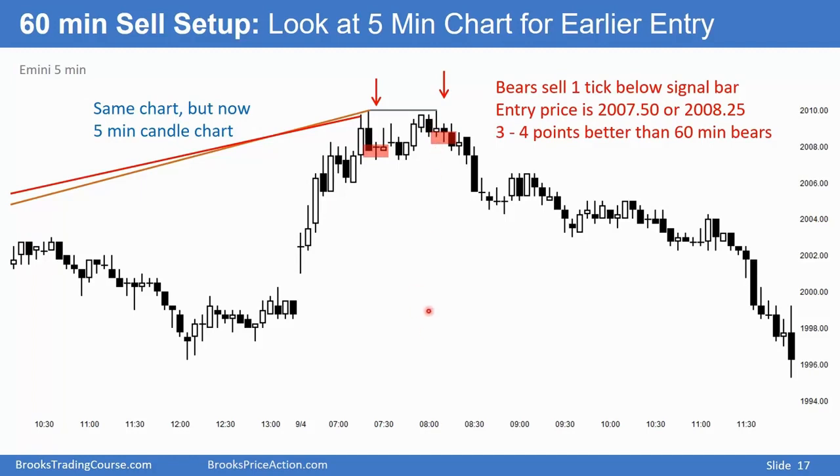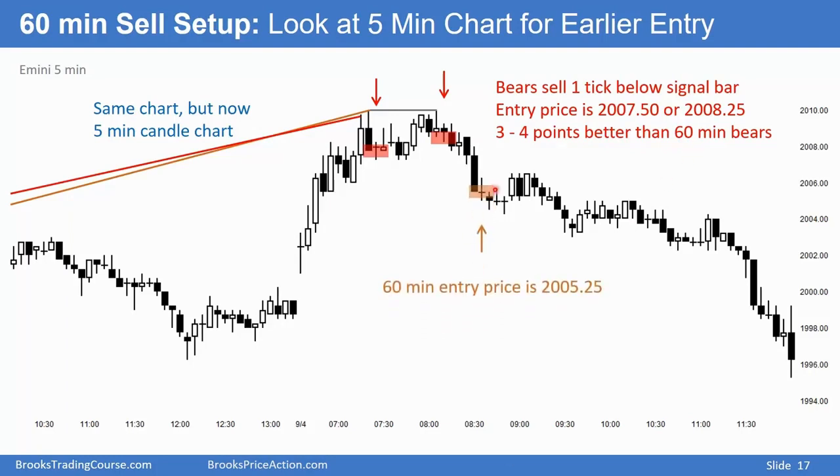Now, why would anyone do that? They see the lines on the 60-minute chart. Why not just trade it on the 60-minute chart? A lot of traders will look for patterns on higher time frame charts and then look for entries on lower time frame charts because they usually can enter with less risk. The bars are smaller, so the risk is smaller. On the 5-minute chart, you would sell here or here, and that's actually 3 to 4 points better than taking the entry on the 60-minute chart.